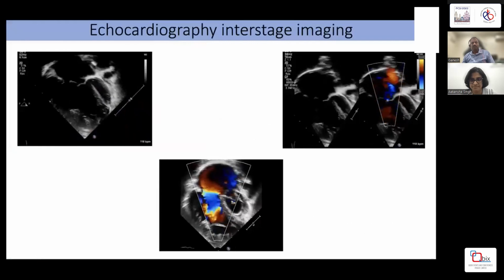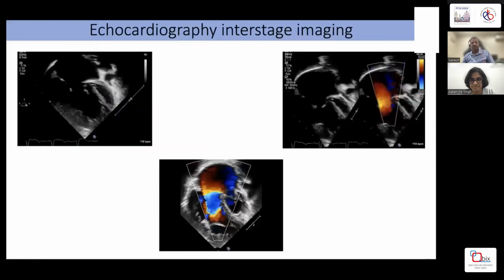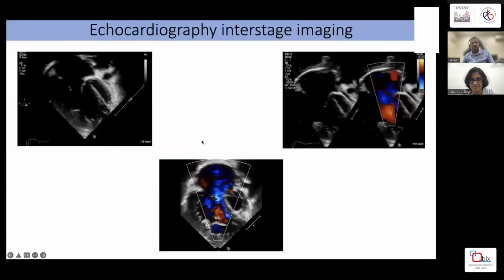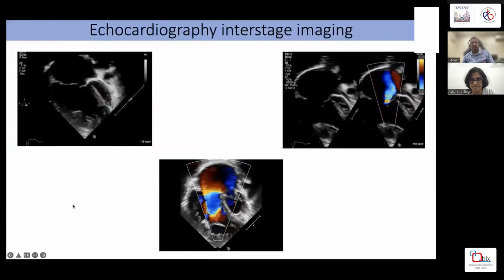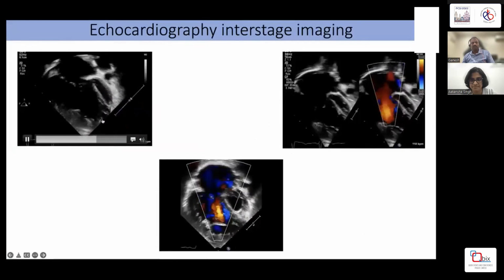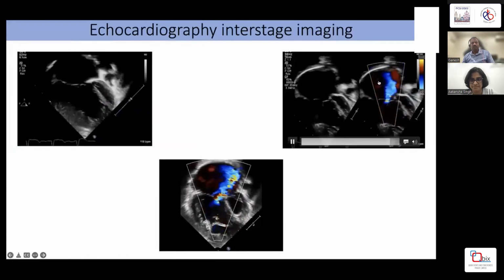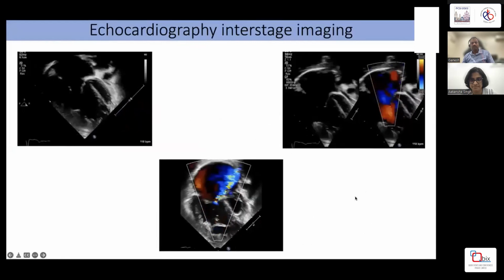All our hypoplastic patients with Norwood Sano palliation stay as inpatients in the interstage between stage 1 and 2, and we perform weekly echocardiogram. And this patient during the monitoring was found to have progressive right ventricular systolic dysfunction and progressively worsening tricuspid regurgitation.